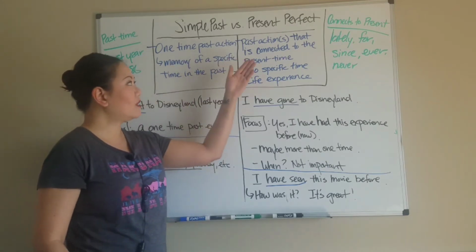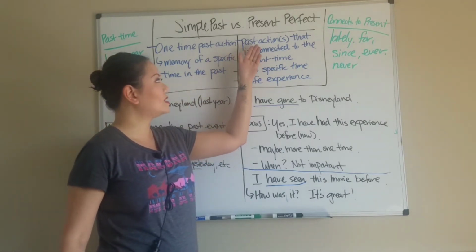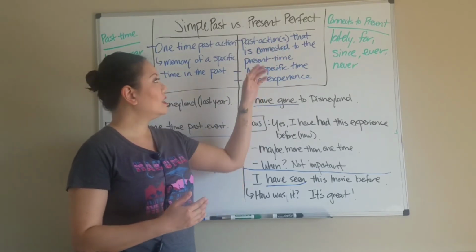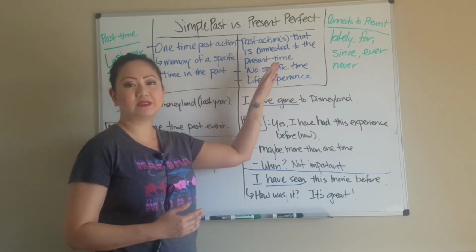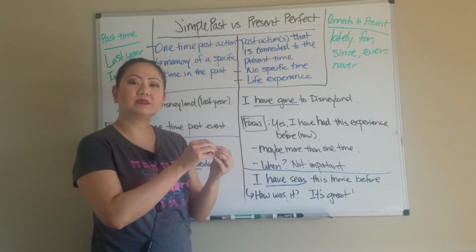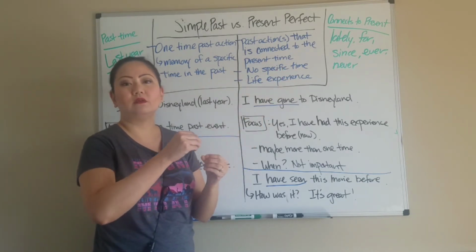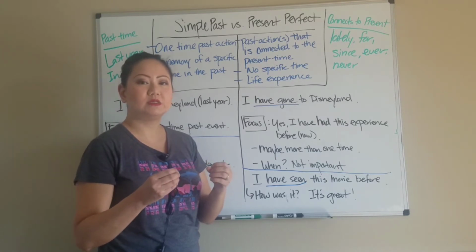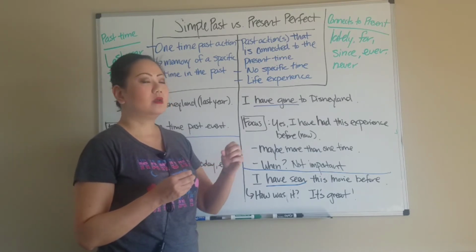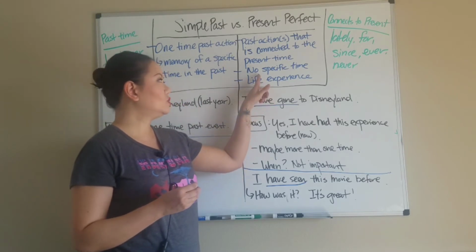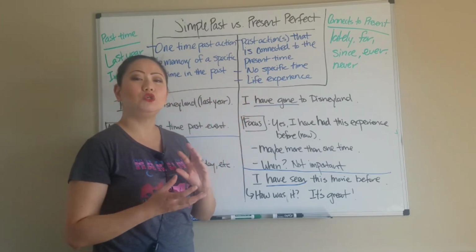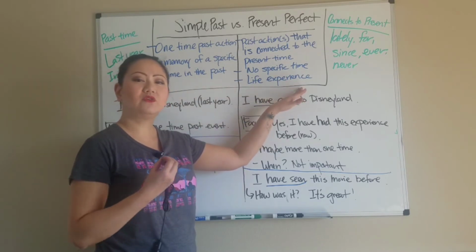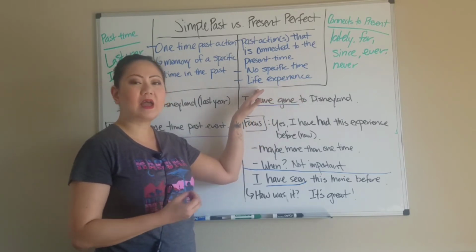Now, present perfect, on the other hand, is talking about past action or actions that could have happened multiple times that is connected to the present time. So somehow this past action is still connected to the present, or it still matters to the present. So when you talk about it, the speaker usually doesn't have a specific time in mind, because it's basically a life experience. So the focus here is the life experience.